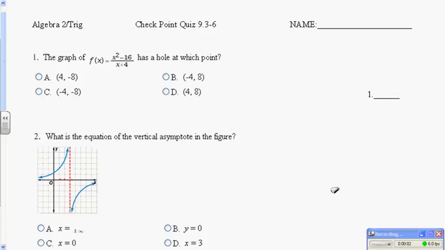Alright, this is the solution manual for lesson quiz 9.3-6. I'm going to go through this fast, but again you can pause it to move on if you like.